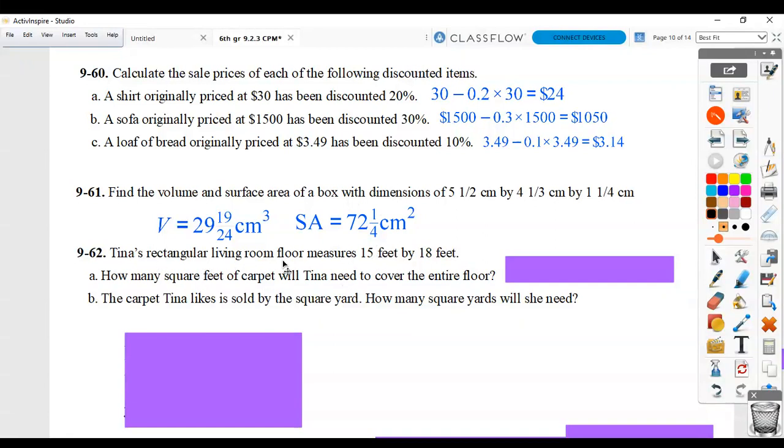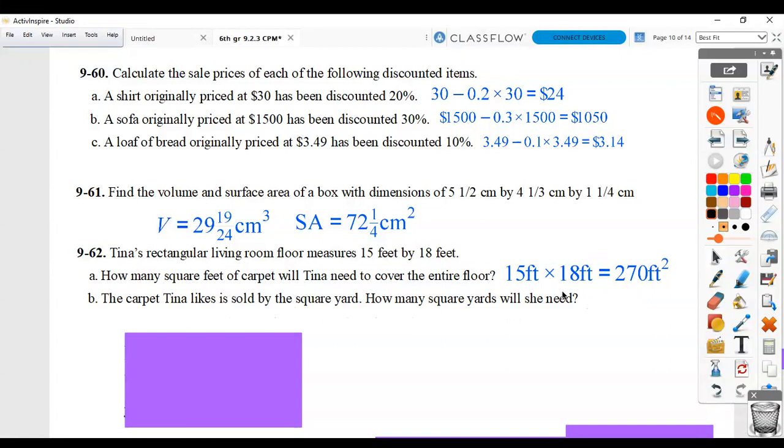Tina's rectangular living room floor measures 15 feet by 18 feet. How many square feet of carpet will she need? So you're going to multiply the dimensions, because we know area of a rectangle is length times width, to give us 270 square feet. And if the carpet that she likes is sold by square yards, how many square yards will she need?